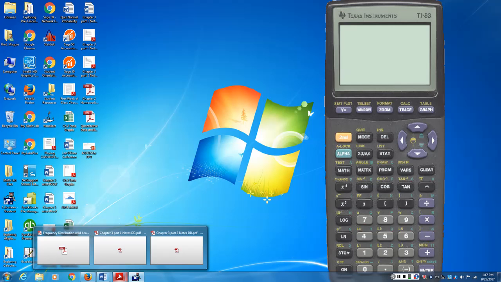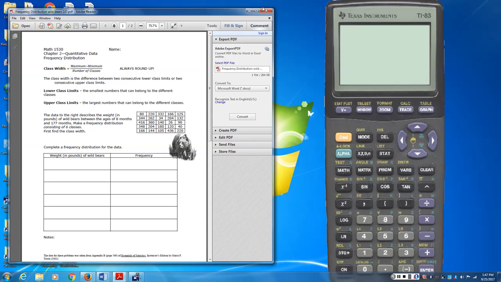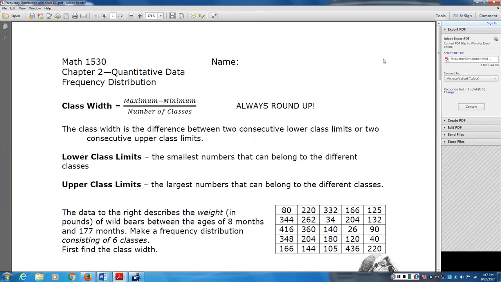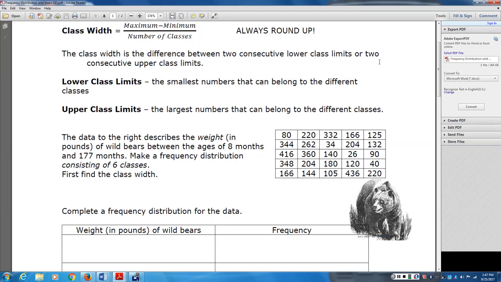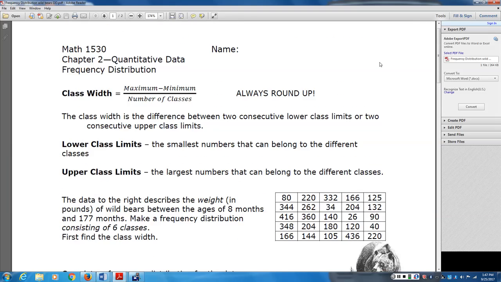Now we're ready to move on, and I will show you this. I haven't put it in there yet, I don't think, or if I did, I haven't had you open it. But this is your homework to do. I want you to get plenty of practice making frequency distributions. So this is your homework to do for Chapter 2 for tonight.